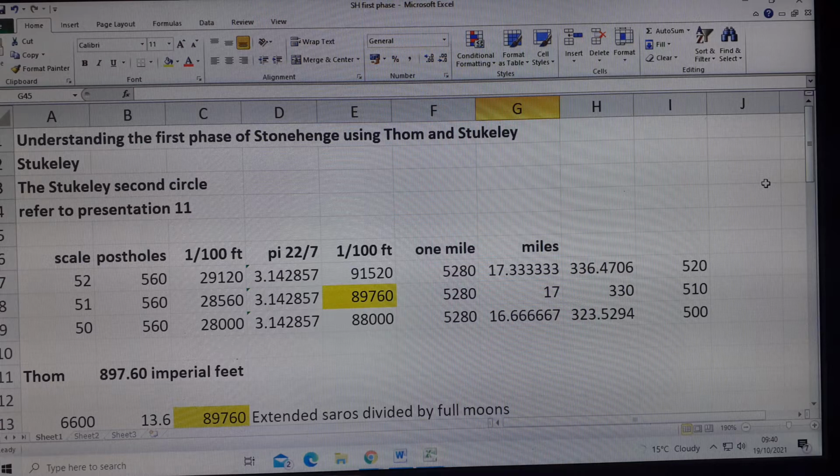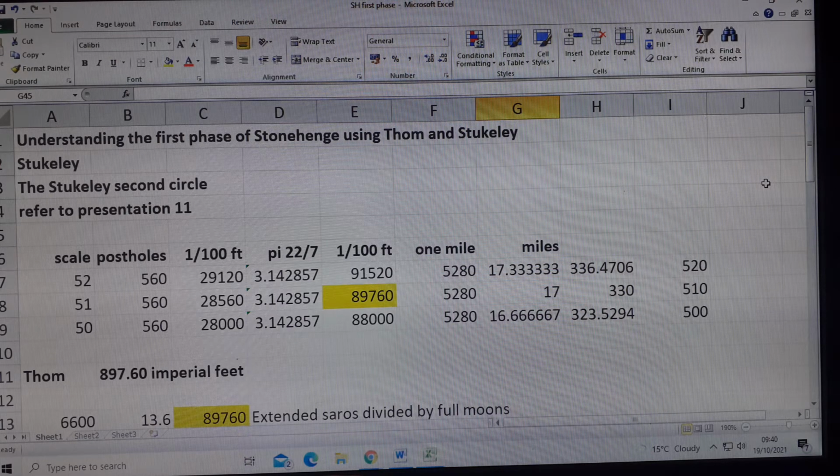Yesterday we looked at the first phase of Stonehenge, using the work of Thom and Stukeley, and using Stukeley's diagram that produces a second circle outside the Aubrey circle of 56 post holes, Stukeley's circle having 52 post holes. And we went through the mathematics of it.